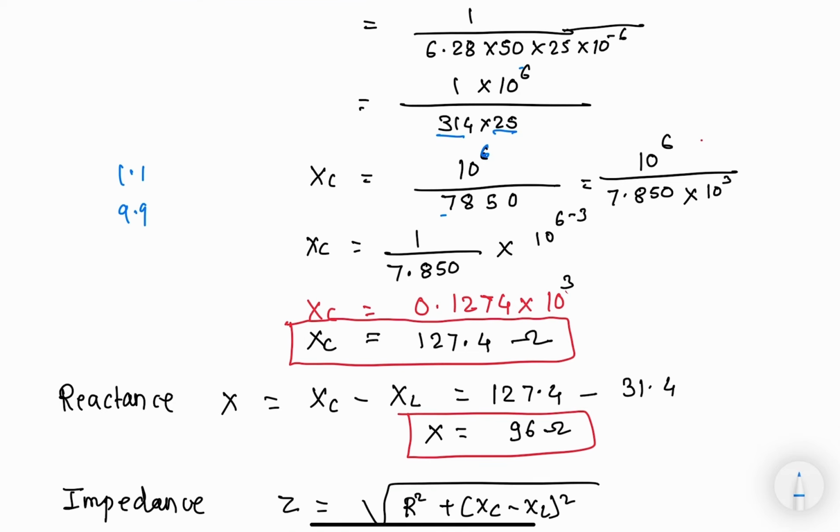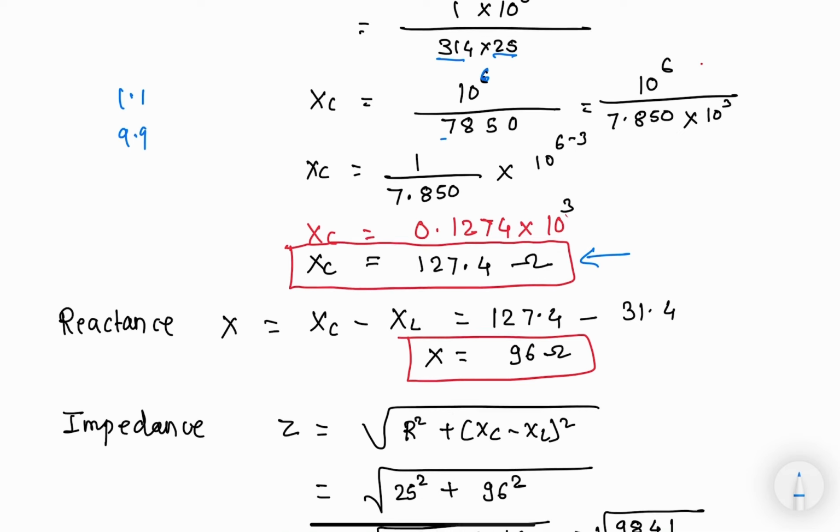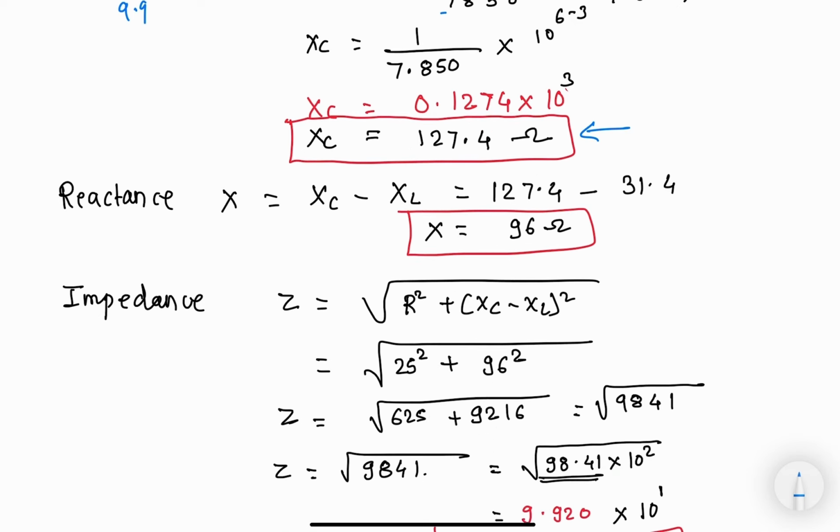0.1274. This 3 goes to numerator, so it becomes 6 minus 3. It's a plus 3. So I adjust that decimal. So again move toward the right side. So 10 raised to minus 3 nullifies with this 10 raised to plus 3. So your answer is XC 127.4. Now we have XL and XC. So total reactance X is XC minus XL. So it's a magnitude. Which one is greater? You take that first. So their subtraction is 96 ohm.